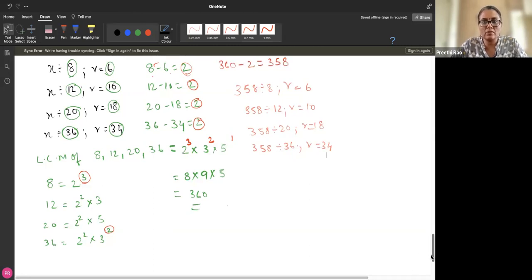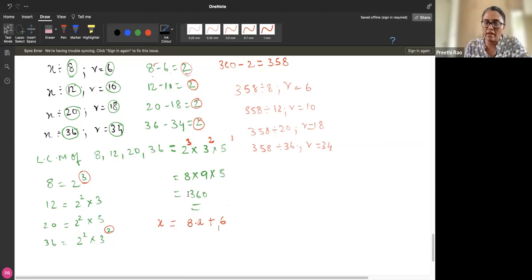Let me also try explaining it. Let's take a different number. Let's start with x. When I'm dividing x by 8, I'm saying x is 8 into some a. I don't know what that a is. 8 into a, and I get a remainder of 6. So can I write x is 8 into a plus 6? Is everybody okay with that?